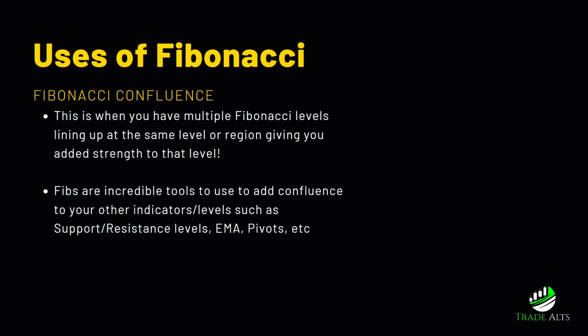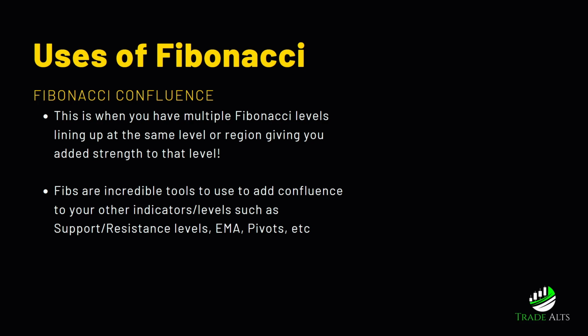And another thing is, fibs are really great tools to add confluence to your other indicators. This is one of the main uses that I have for Fibonacci. I do not trade Fibonacci on its own, right? Let's just say I pull a random Fibonacci retracement somewhere, and I see where the 618 is. I don't just blindly take that trade, right?